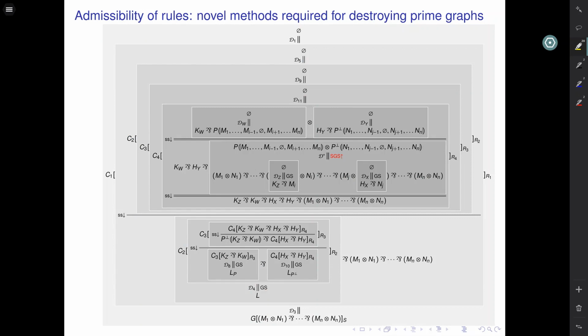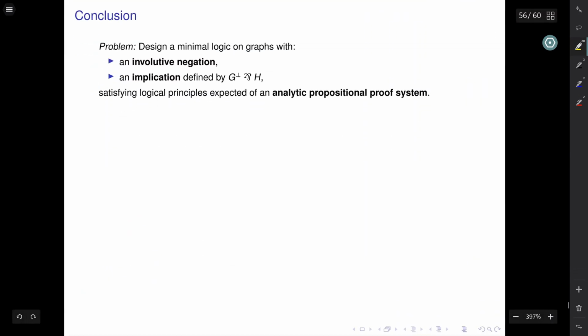While one of the main challenges is the proof of splitting, there are also challenges when we apply splitting for showing the admissibility of certain rules, particularly the up rule for prime graphs, and this is one of the cases involved. Details can be read in your own time, so let us conclude.